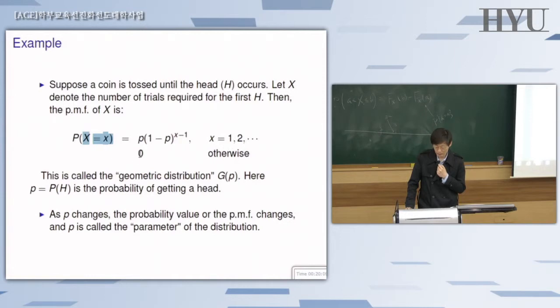Otherwise, it's nothing. So that's a PMF. And this specific PMF has a name. It's called a geometric distribution. This name must sound familiar. Where did you hear this geometric thing? Geometric series.